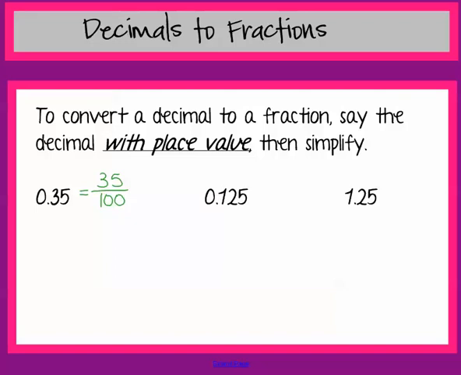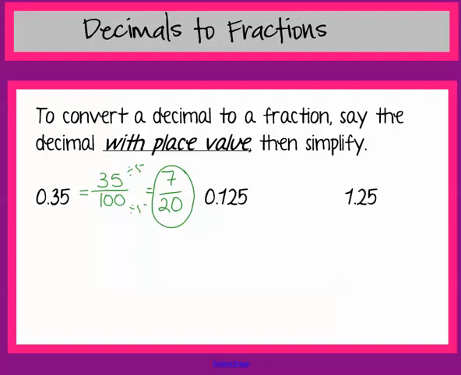The last thing to do would be to simplify. So we'll find that common factor for 35 and 100, which in this case is 5. So that gives us 7 over 20. And that is your simplified fraction that represents 35 hundredths.